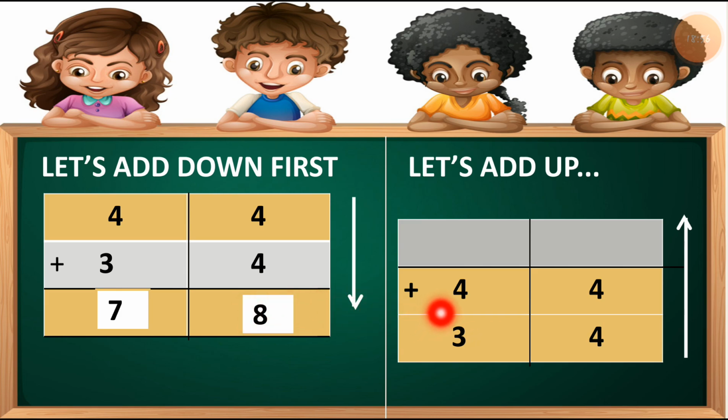Now let's add up. So what answer will come? Let's check. Here is 4 plus 4. So the answer is 8. And at the tens column, 3 plus 4. So the answer 7 will come. So you can see here the same answers will come on both sides, which is 78 and also 78. So our answer is right.